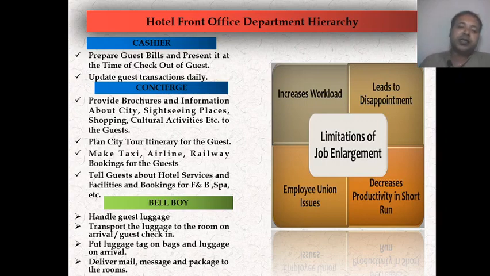So a tourist can get some information and proper guidelines from the concierge, like taxi information, airlines information, railway booking, and the concierge tells guests about the hotel services and facilities, booking F&B and spa activities. And the bellboy also plays a vital role, like handling guest luggage, transporting the luggage to the room on arrival, and guest check-in, putting luggage tags on bags and luggage on arrival, delivering mail, messages, and packages to the rooms.